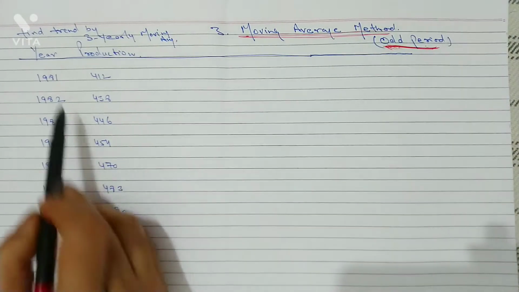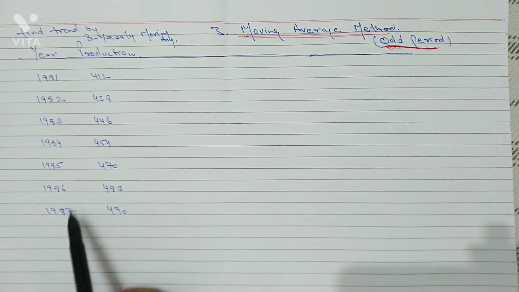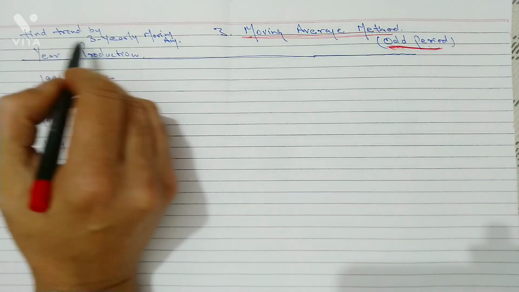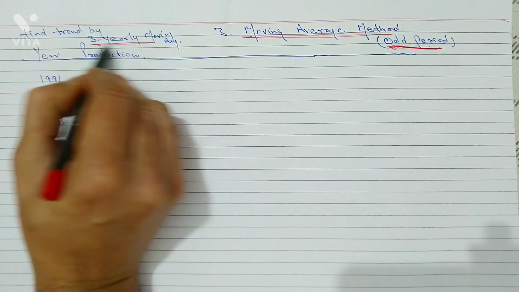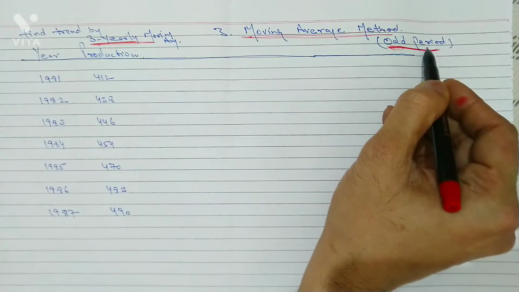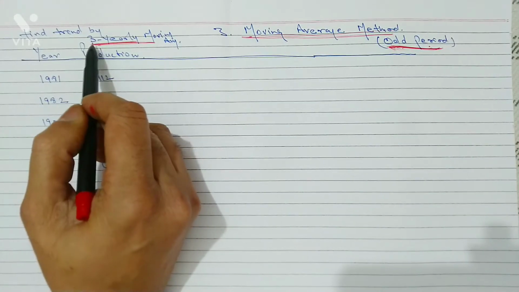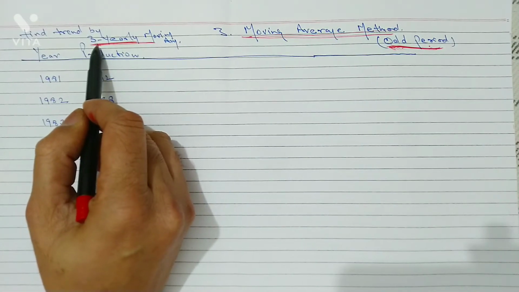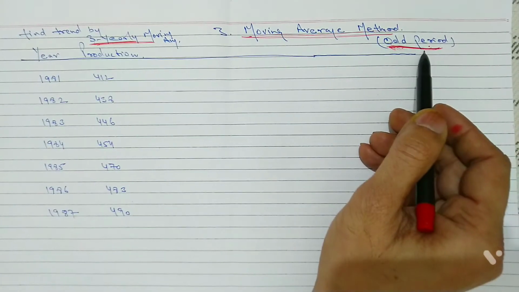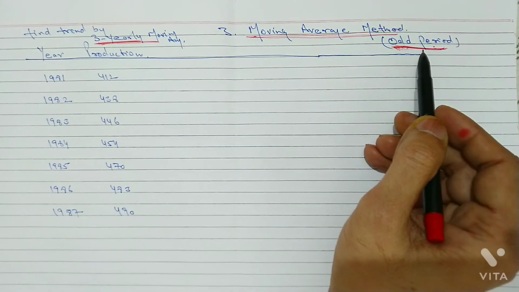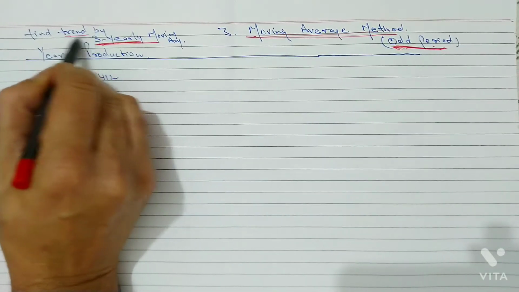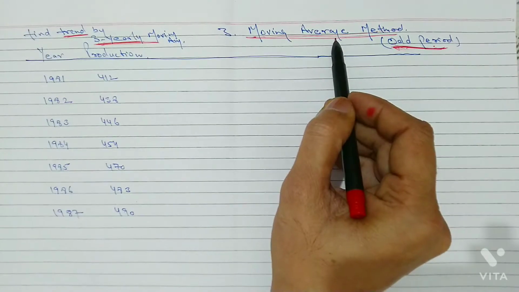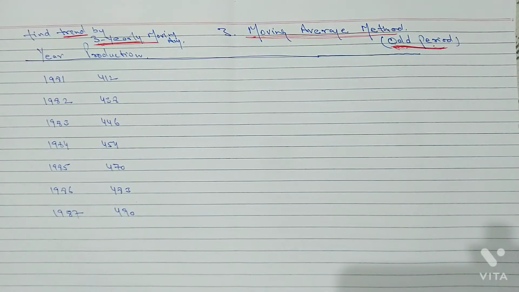Now question is, year is given 1981 to 87. Production is given. Then find trend by 3 yearly moving total. 3 yearly means odd period. 3 yearly, 5 yearly, 7 yearly means odd periods. 4 yearly, 6 yearly or 8 yearly means even periods. Now we have to find trend by 3 yearly moving averages. Question is this.